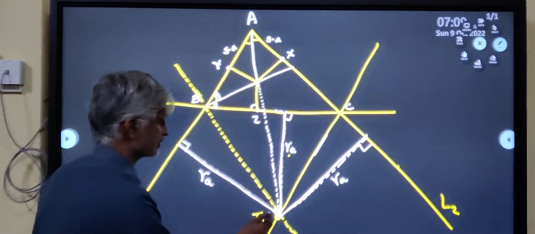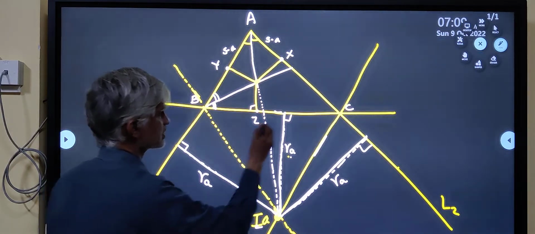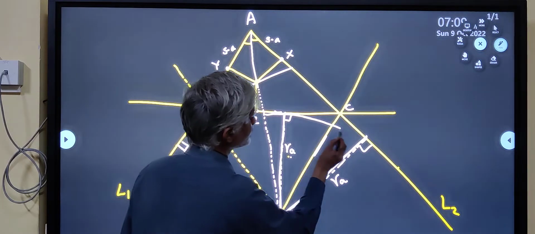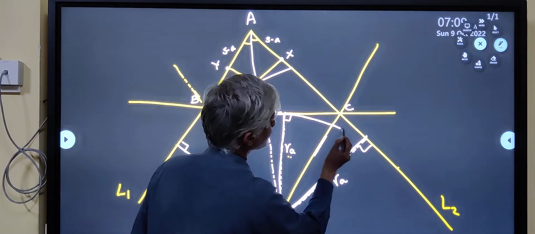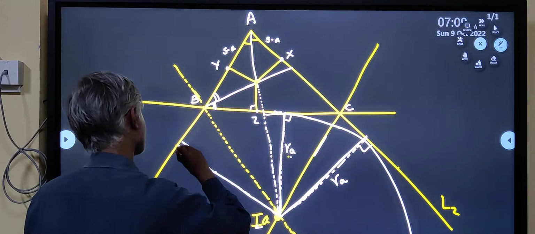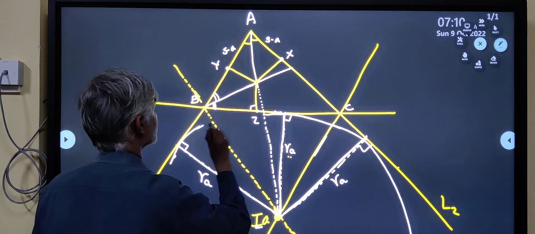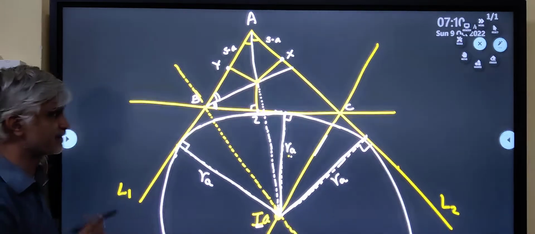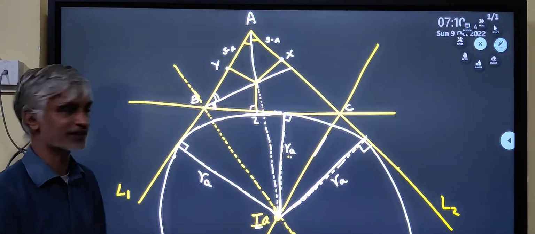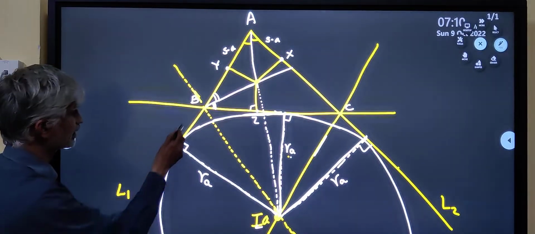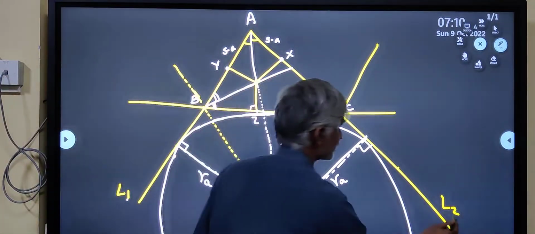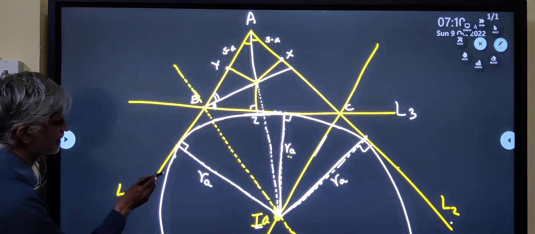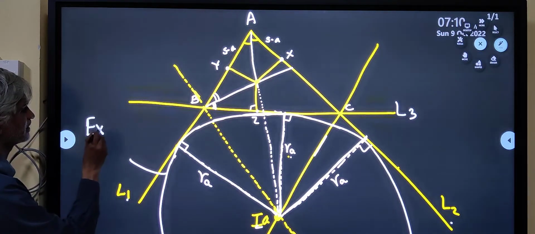Okay. So now, like I said, I keep my compass here, take this equal to this radius, and this circle is definitely going to be tangent to this line and this line and also this line. And I think I've gotten away with my diagram being reasonably nice. So I'm pretty happy about it. So you can see that this line L1, this line L2 and this line L3 are tangent to this circle, and this is our excircle.